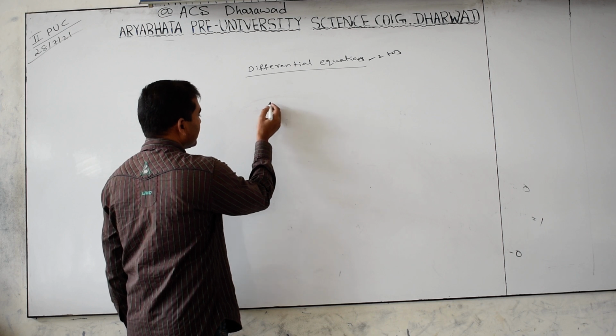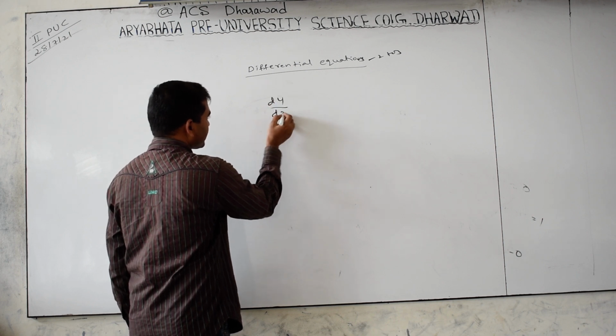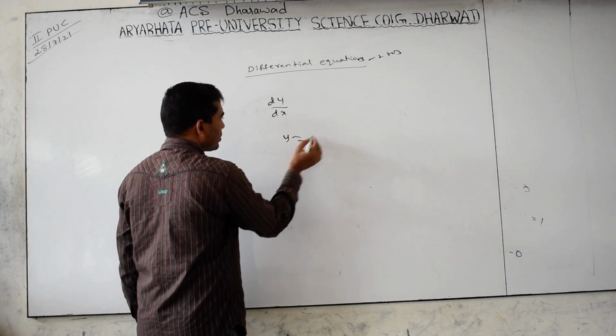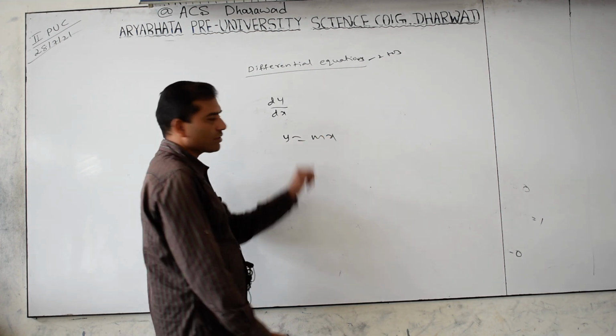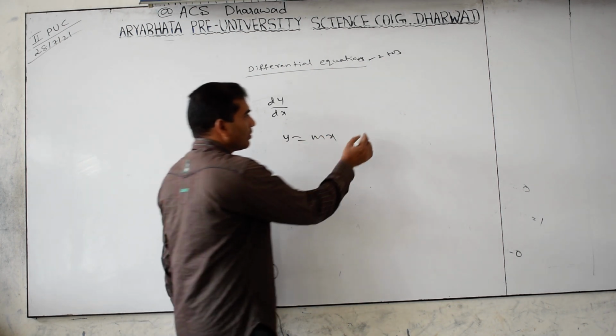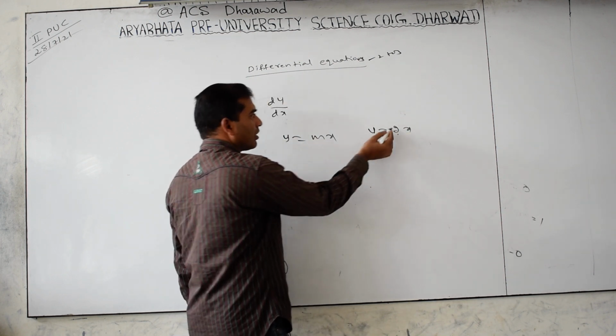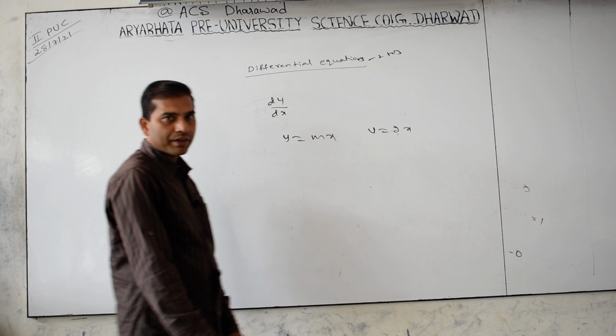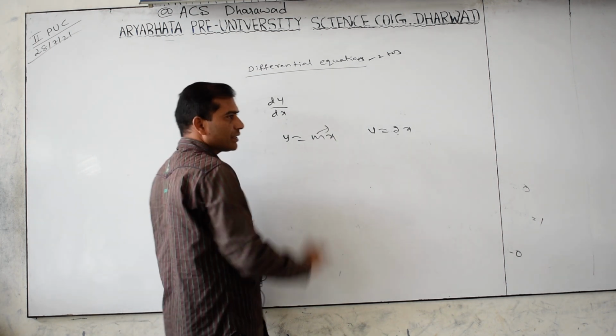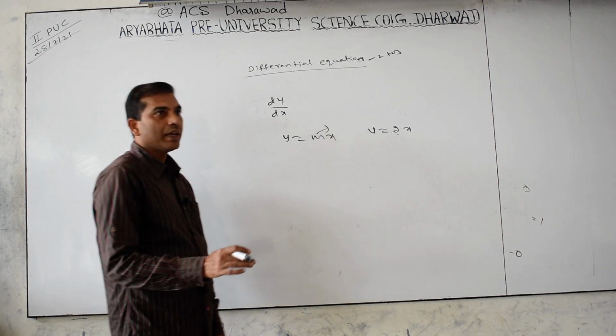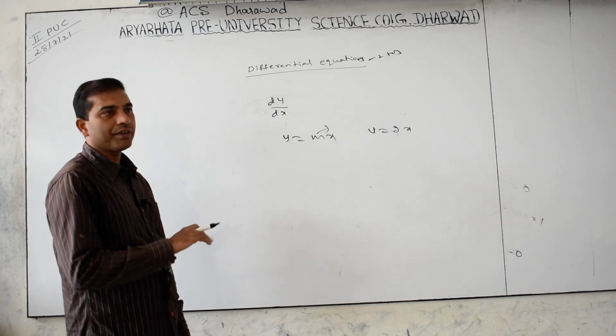Next, for example, y is equal to mx, where m is called an arbitrary constant. y is equal to 2x, 2 is not an arbitrary constant, it is a constant. y is equal to mx, m is an arbitrary constant. How many arbitrary constants are there? 1. Eliminate m and make it a differential equation.